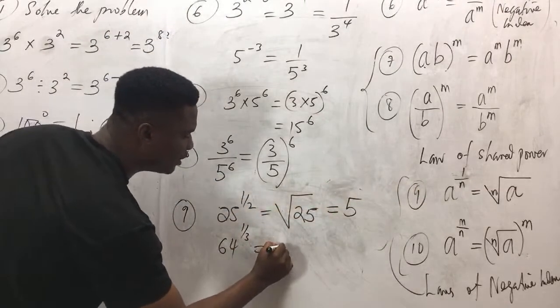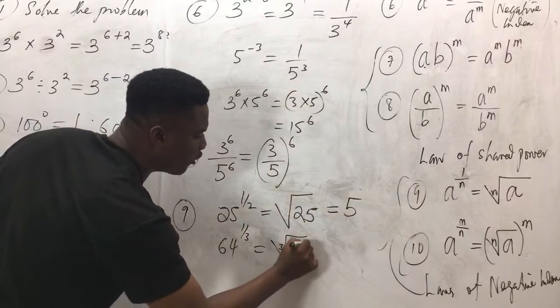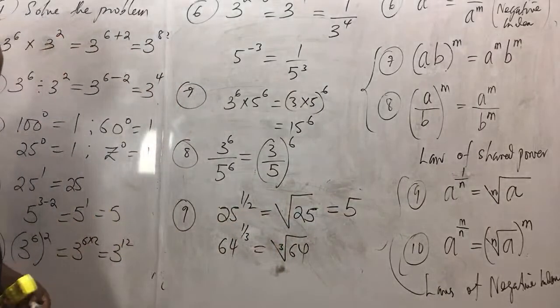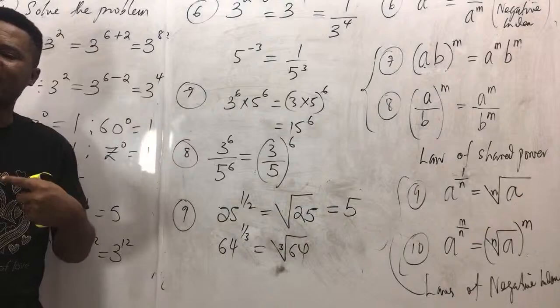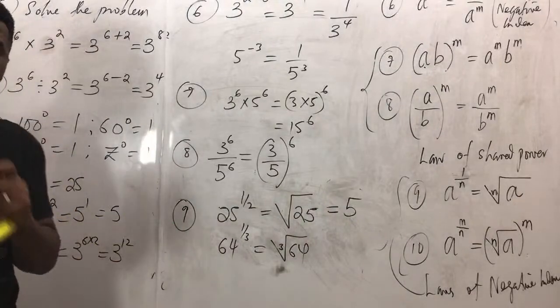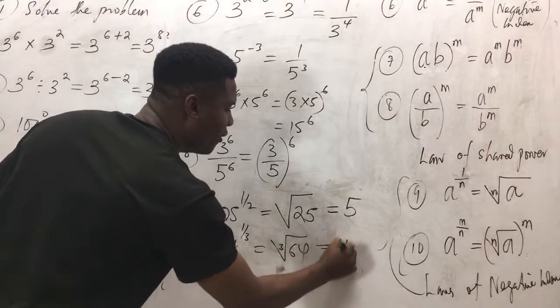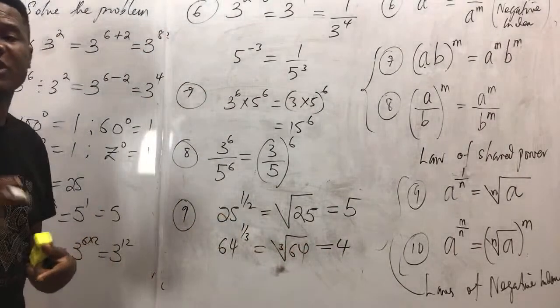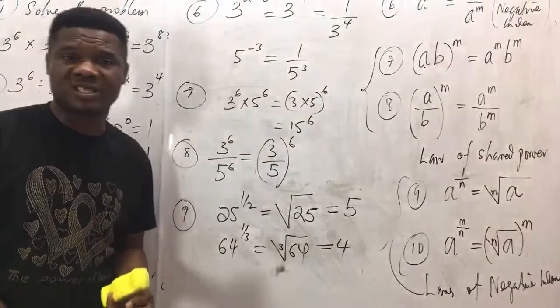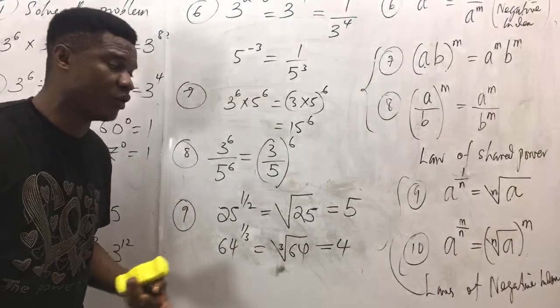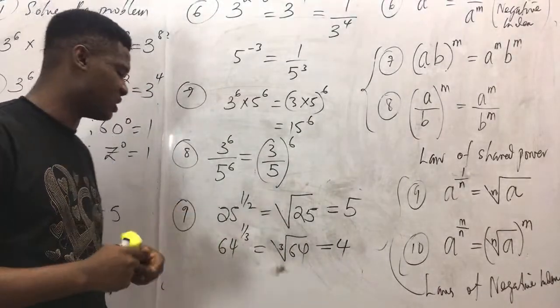So I'm going to have the cube root of 64. And what is the cube root of 64? It is that one number that will multiply itself 3 times to give 64. And the only number that will multiply itself 3 times to give 64, guys, is 4. So 4 is the cube root of 64. Why? 4 times 4 is 16. 16 times 4, another 4, the third 4 will give you 64.